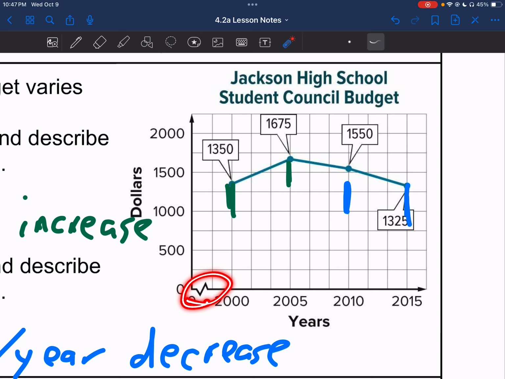Now, I would caution you against using this too often. If there is data available for a time period, you do not want to do this because it makes it look like you're trying to hide something in the data. And that would be a way to manipulate the data that's shown.